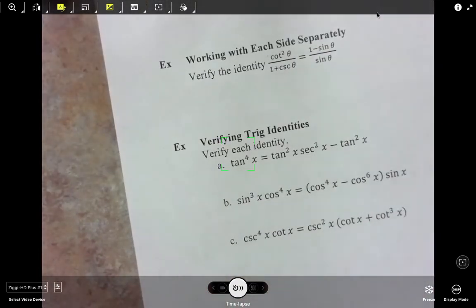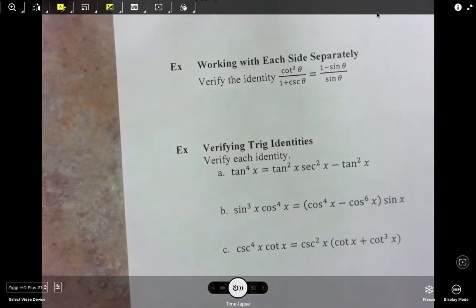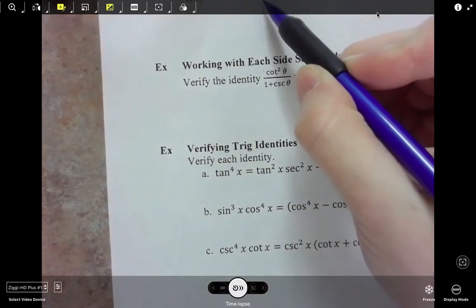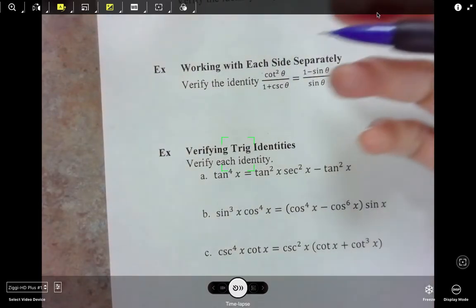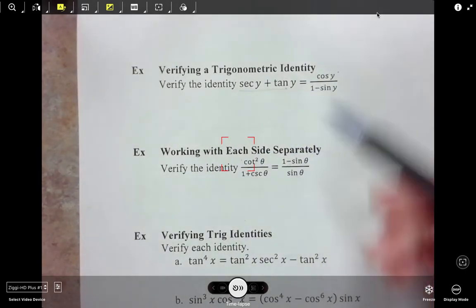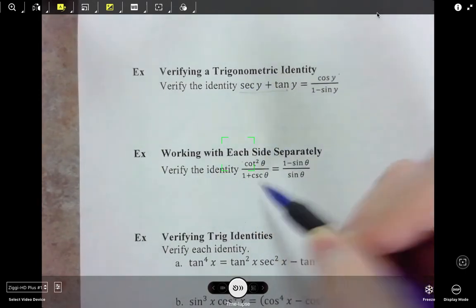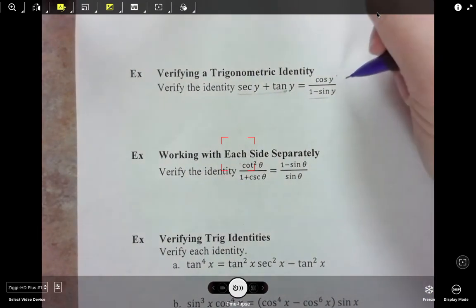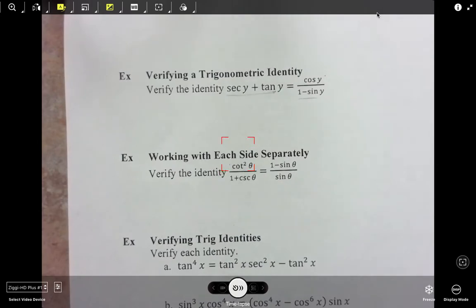Okay. On the back side, working with each side separately. So what they want us to do on this one is simplify one side until you get to a place where it's really ugly. Oh, no, wrong. I'm looking at the wrong part here. We have one to do before that one. This one here, verifying a trig identity. All right, so let's start with the ugliest side.